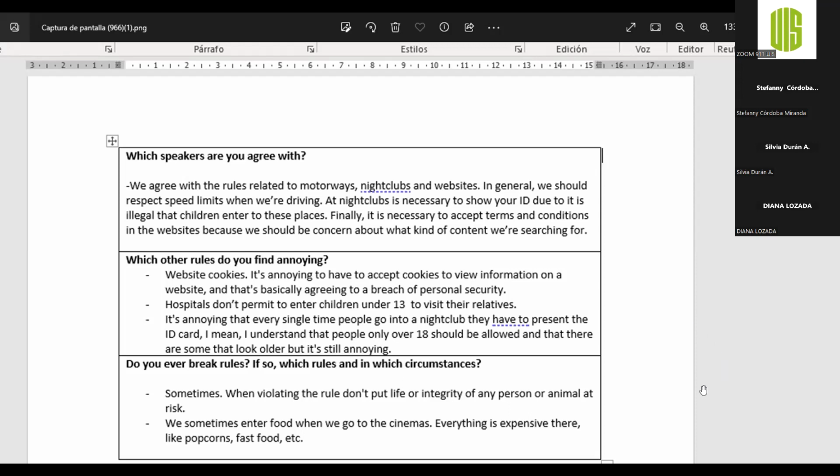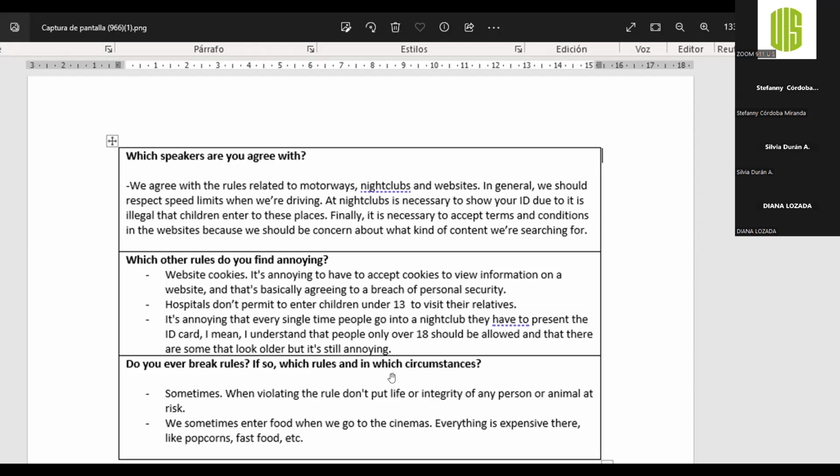For the third question, first, do you ever break rules? Sometimes. And in which circumstance? When there is no life or integrity of any person or animal at risk. And one example is we sometimes bring in food when we go to the cinema. Everything is expensive there, like at a fast food place. So we sometimes violate that rule.